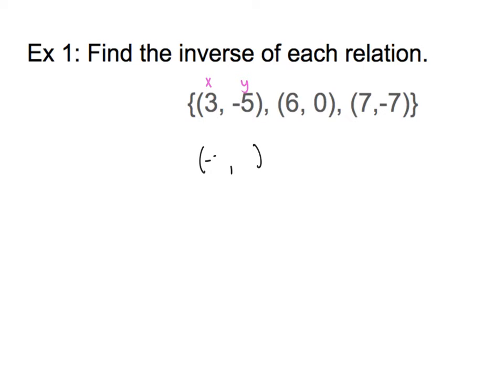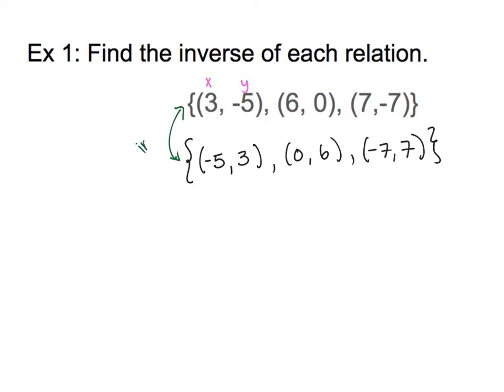So this x now gets to be -5, and this y value is a 3 now. Then this one will be a 0, and this one will be a 6, and then this one will be a -7, and that's a +7. So all I did was switch my x's and y's. So these two sets of coordinates are inverses of each other. Just on a basic level, inverse in mathematics is when x's and y's are switched.